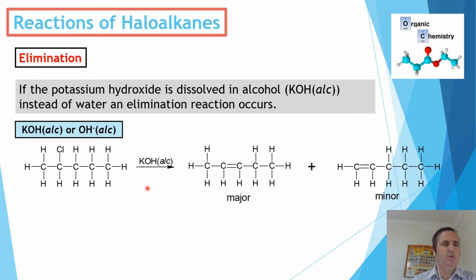And remember, if we use Zaitsev's rule, we had a major and a minor product. So if we look, this is the rich side here, and this is the poor side. There are 2 hydrogens here, and there are 3 hydrogens here. So we're going to take away the hydrogen from the poor side and join the double bond. This happens the majority of the time. We also get this happening as a minority of the time, as a minor product.